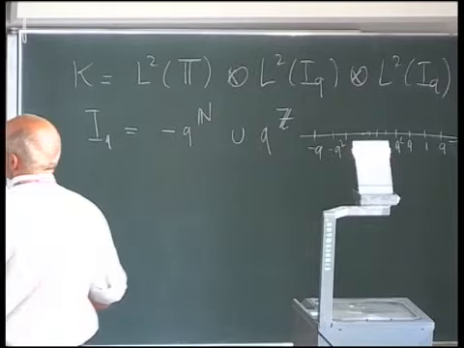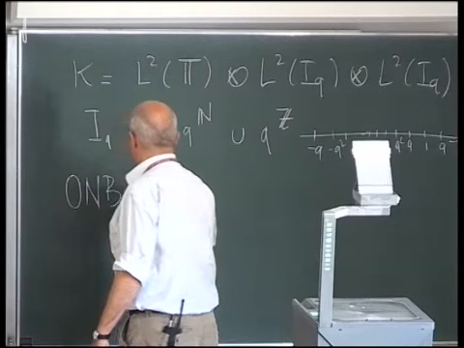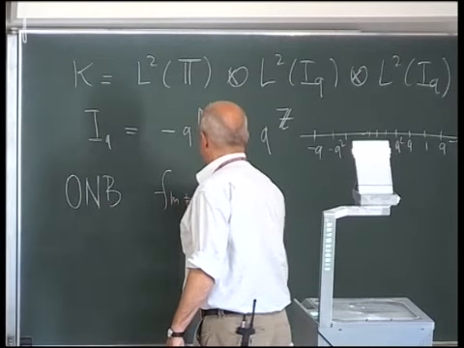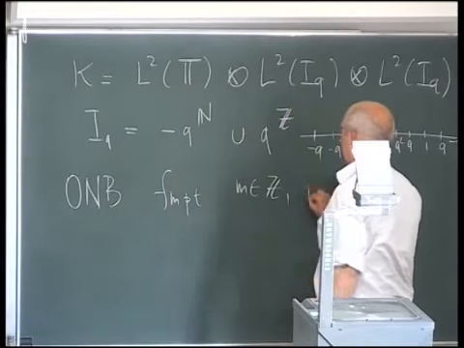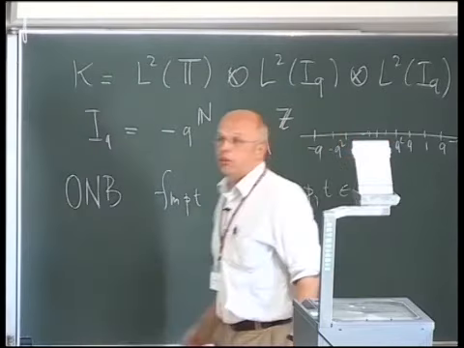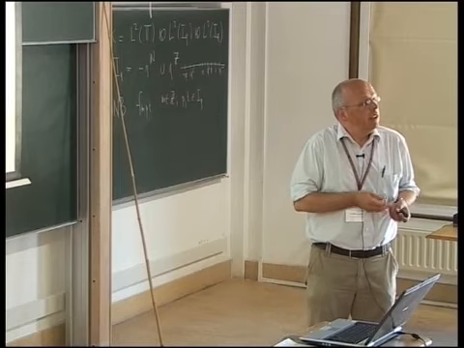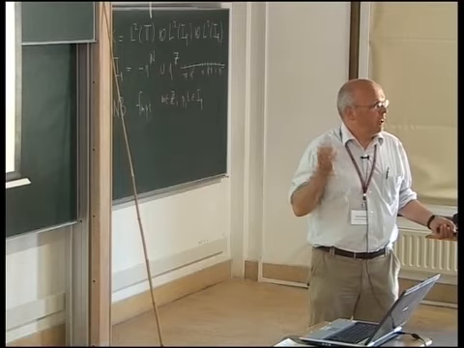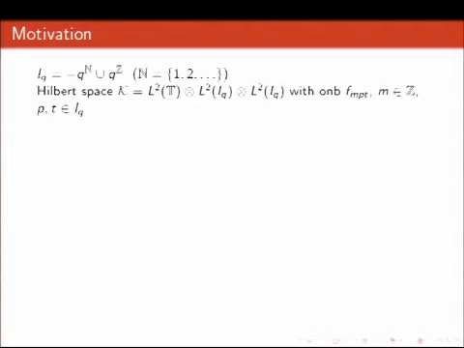And of course, now we can take this orthonormal basis from now on, FMPT. So M is in Z for this space, and P and T are elements of IQ. So this is the standard orthonormal basis for this Hilbert space. And this is the Hilbert space. This will play the role of L2 of actually the quantum analog of that group there. So this is the space we will work in.